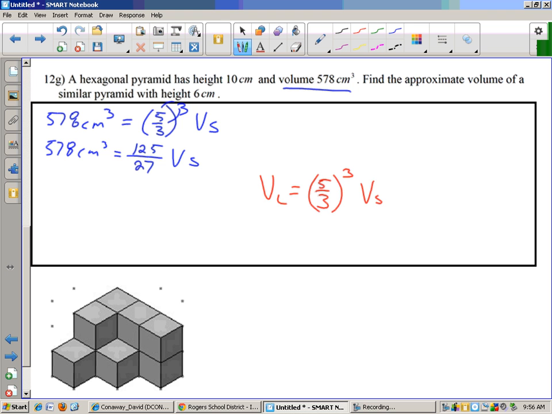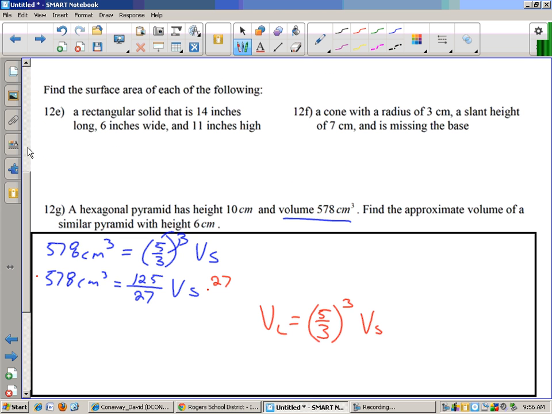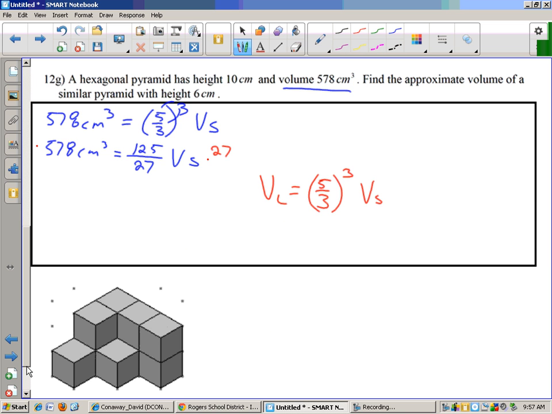Okay, how do I get rid of a fraction? If I want to get that fraction gone from VS, what do I do? Multiply by the bottom, or I could multiply by the reciprocal. If I want to do it in one step, I can multiply by the reciprocal. But let's start by just multiplying by the bottom. Okay, 27 times 578 centimeters cubed. The 27 and the 27 are going to go away.